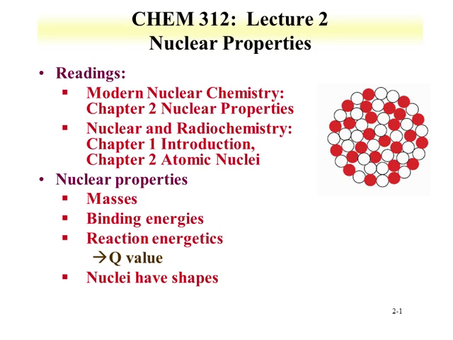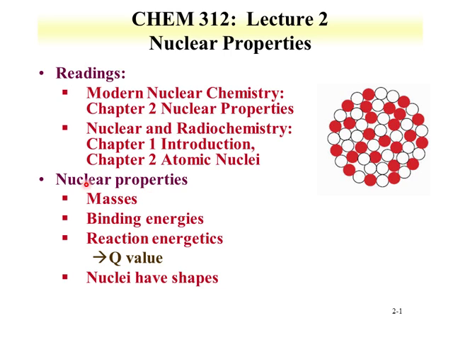This is lecture 2 for Chemistry 312. This lecture is on nuclear properties. The readings associated with this lecture can be found in Modern Nuclear Chemistry, Chapter 2, and Nuclear and Radiochemistry, Chapters 1 and 2. In this lecture, we're going to discuss some properties of the nucleus.